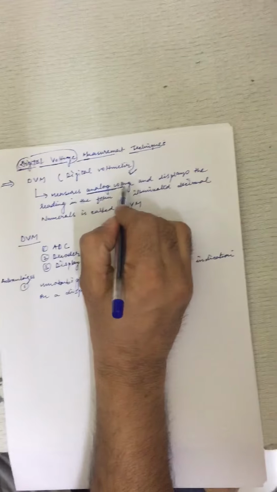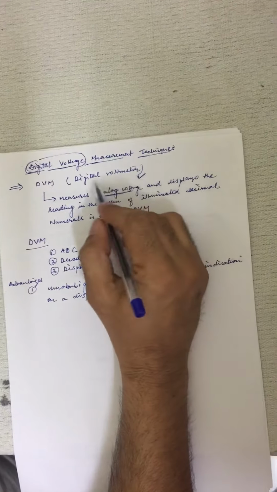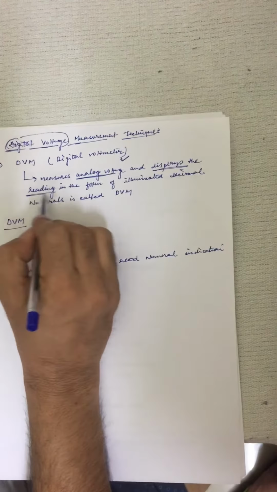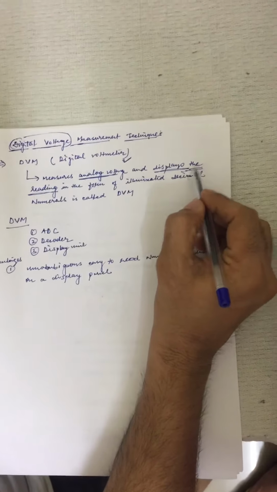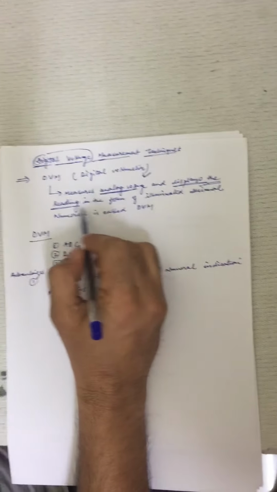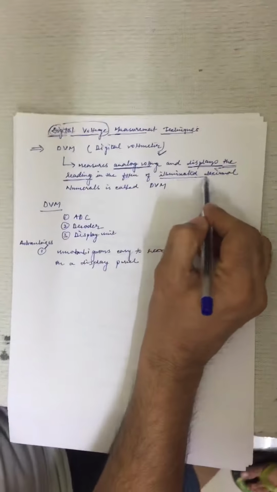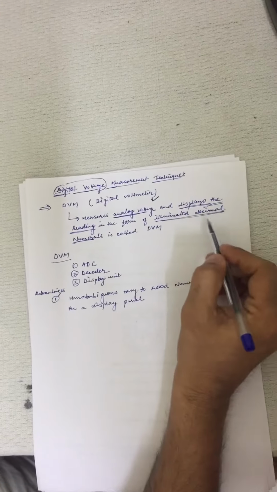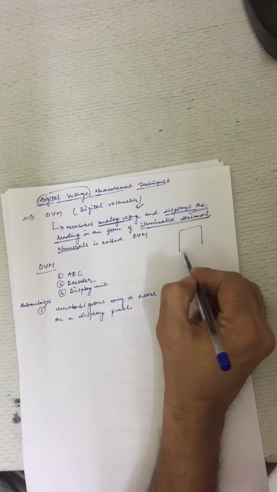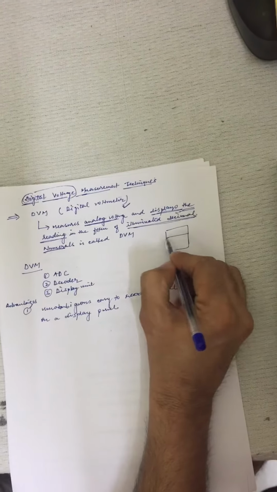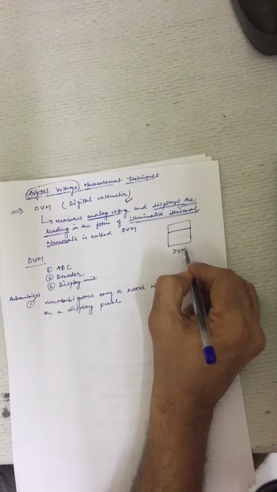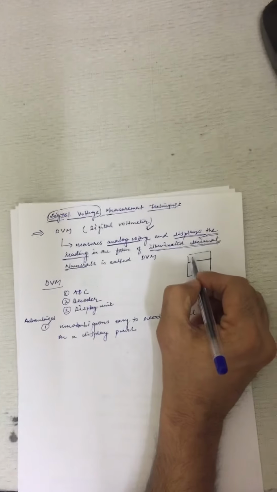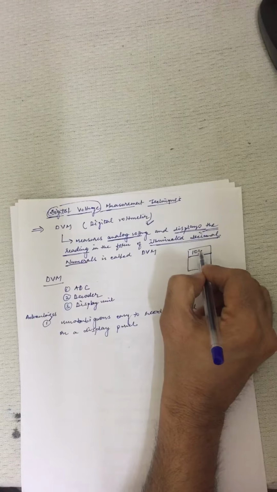It will measure an analog voltage which is given as an input, and display the reading of whatever it measures in the form of illuminated decimal numerals. Like we all might have seen, the digital display. If we recall the normal DVM, suppose we are measuring a voltage of 10 volts, then it will give you 10.00.